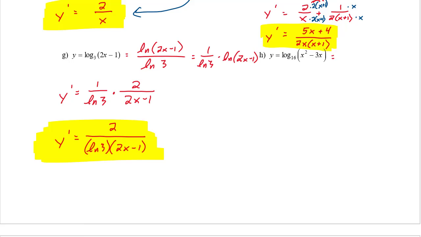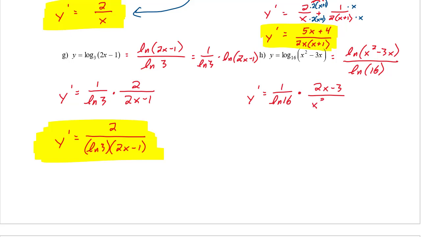If we follow suit with the next one, I can rewrite this also as a natural log of x squared minus 3x all over a natural log of 16, which then that 1 over natural log of 16, again, just like I did with the 1 over natural log of 3, I can just treat like it's a coefficient, since that is just a number that I would get on my calculator anyway. So anyway, I've kept that in front. Now it's going to be the u prime over u for the natural log that's in the numerator. So the u prime of x squared minus 3x would be a 2x minus a 3 over the u prime, which is x squared minus 3x.